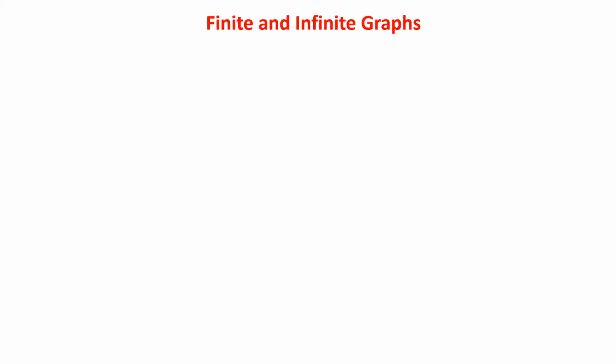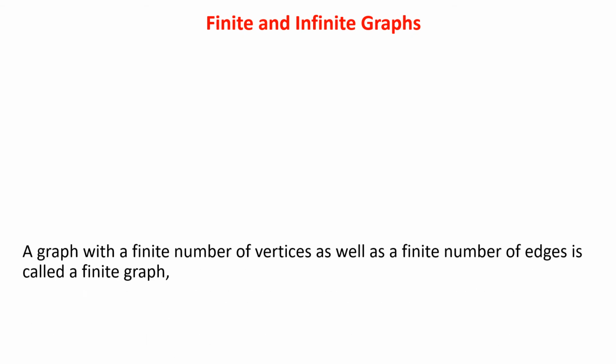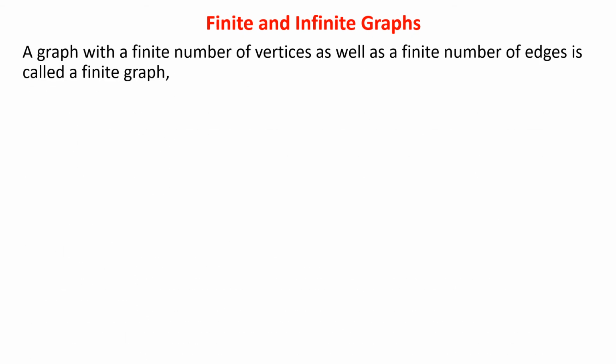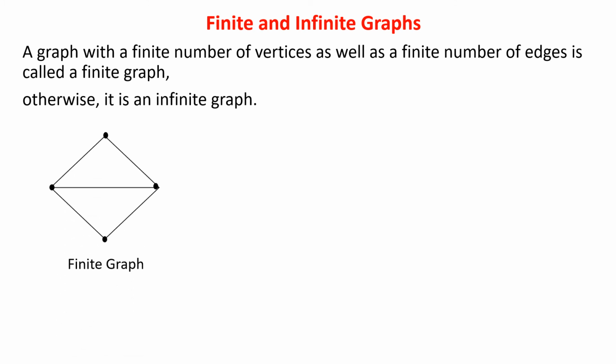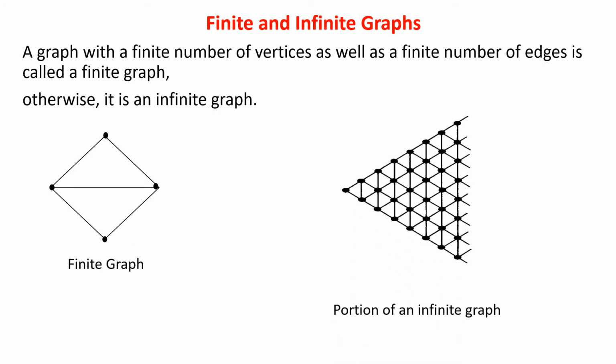Now, finite and infinite graphs, the definition. A graph with a finite number of vertices as well as a finite number of edges is called a finite graph. Otherwise, it is called an infinite graph. So, example of a finite graph. This is a finite graph because it contains 4 vertices and 5 edges. And we have a portion of an infinite graph. So here vertices are infinite and edges are also infinite.